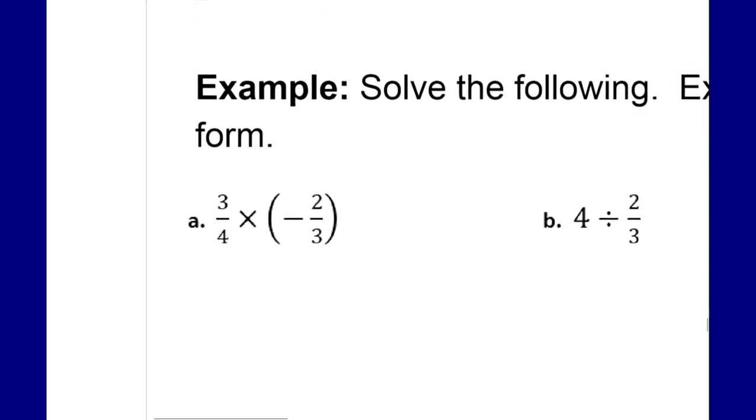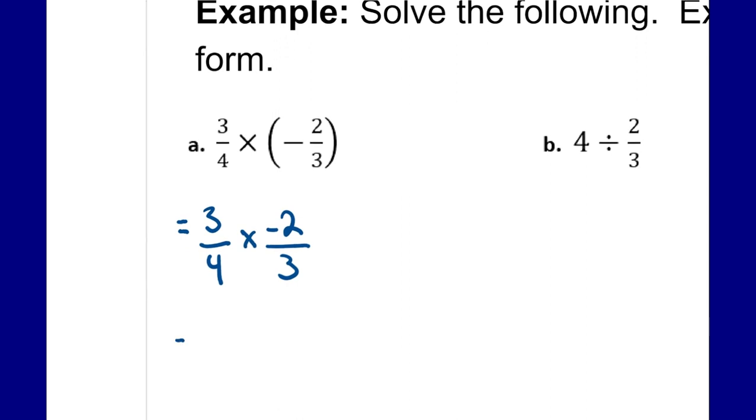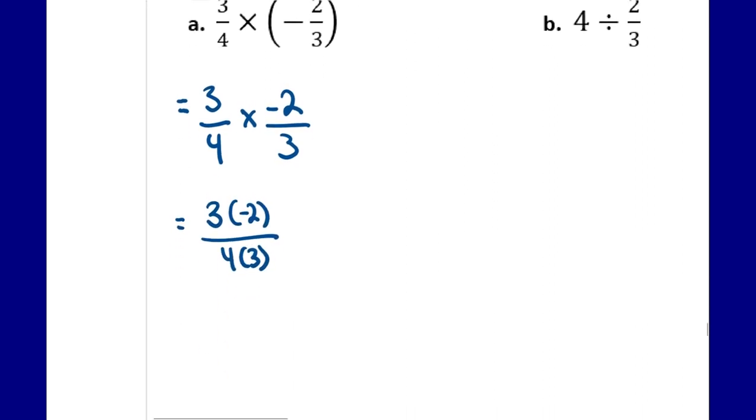So we want to multiply 3 over 4 times negative 2 over 3. We had mentioned before that when we have the minus in front or the negative in front, it doesn't really matter which number it applies to as long as it's only 1. I'm going to apply it to the top number, so negative 2 over positive 3. And when I'm multiplying these fractions, it's the same thing as saying 3 times negative 2 divided by 4 times 3, which would be negative 6 over 12.